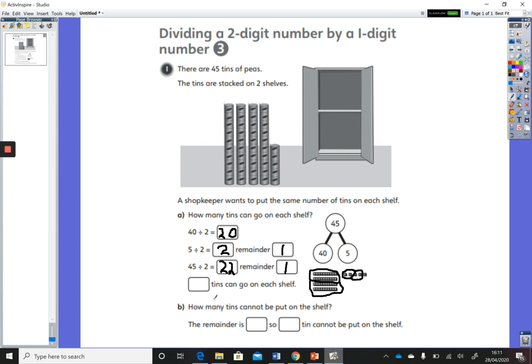So then the last bit says, how many tins go on each shelf? And remember, the shopkeeper wants to put the same number of tins on each shelf. So 22 tins go on each shelf. And then it says, how many tins cannot be put on the shelf? And the remainder is 1. So 1 tin cannot be put on the shelf.